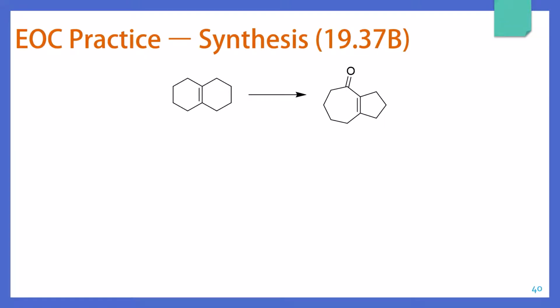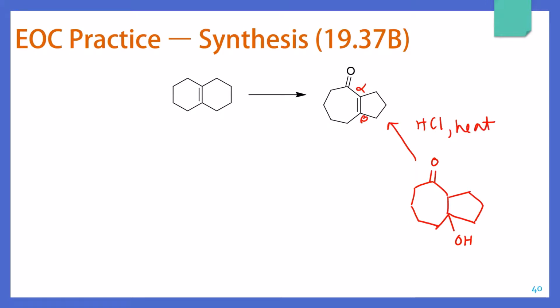This next synthesis problem that I chose, I thought was really, really clever. So you can see the product is an alpha beta unsaturated carbonyl compound. This must be the outcome of an aldol condensation. So the first thing I would do is backtrack to the addition product. So we would have our 7-membered ring, our 5-membered ring, here's our carbonyl, and then there must have been a hydroxyl group here in the addition product. If we dehydrated this with a strong acid and heat, we would get to our product.